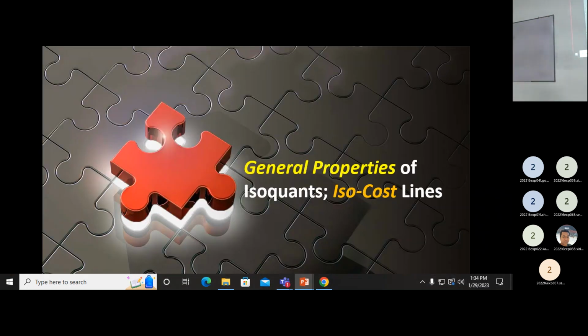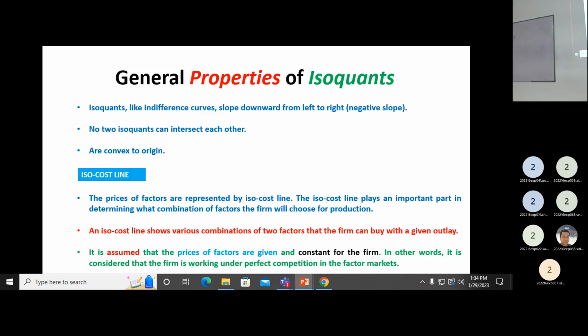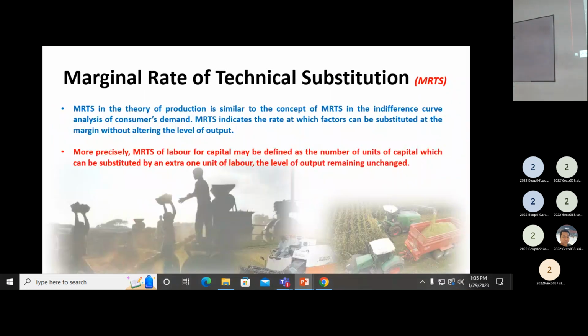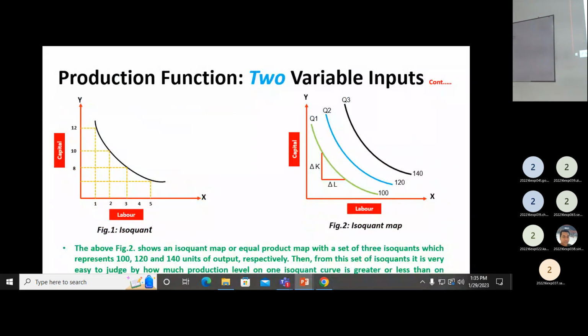Right, so now we are going to discuss the general properties of isoquant curves. After that, we are going to start isocost. These are the general properties or features of an isoquant curve. By looking at this curve, what do you think? Is it upward sloping or downward sloping? Good. It's downward sloping. That's the first feature.